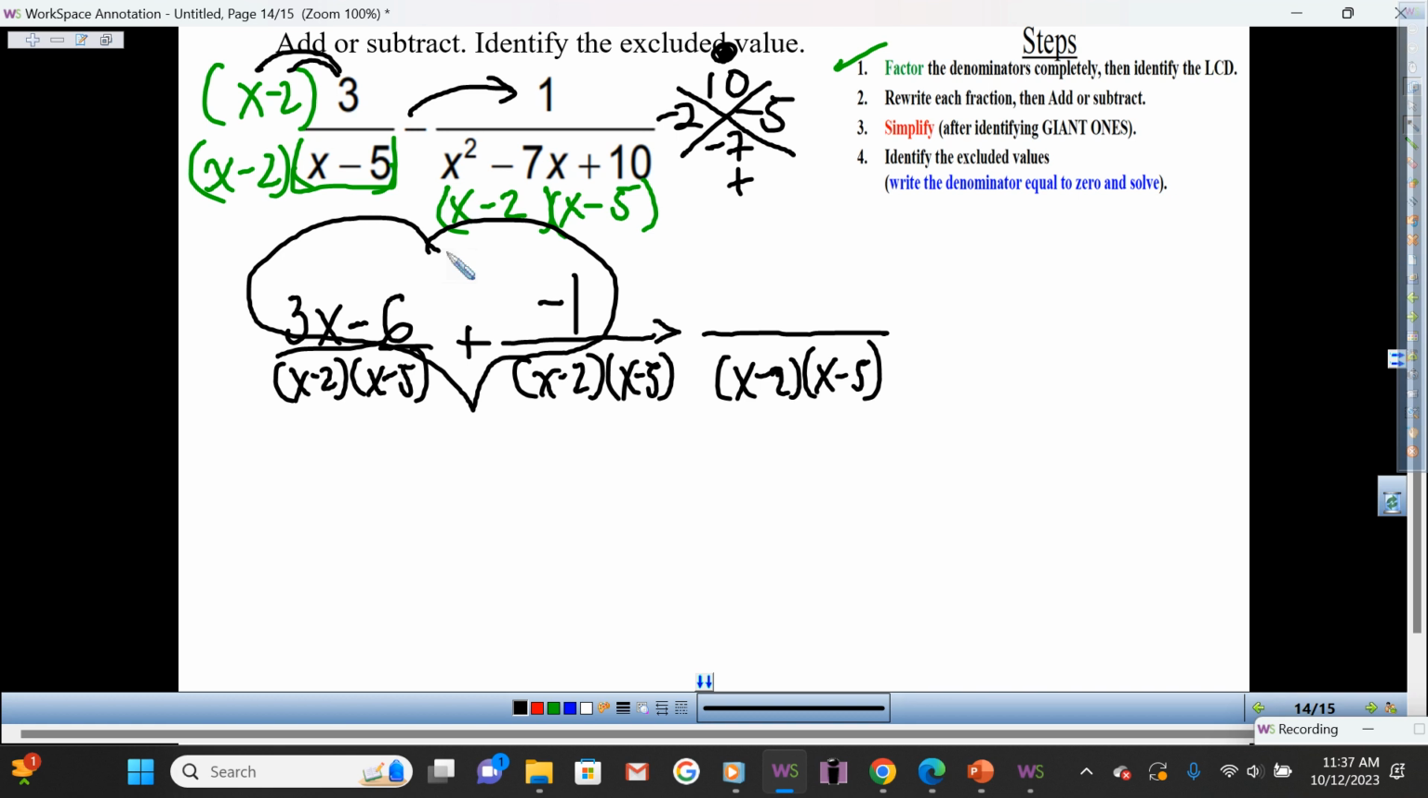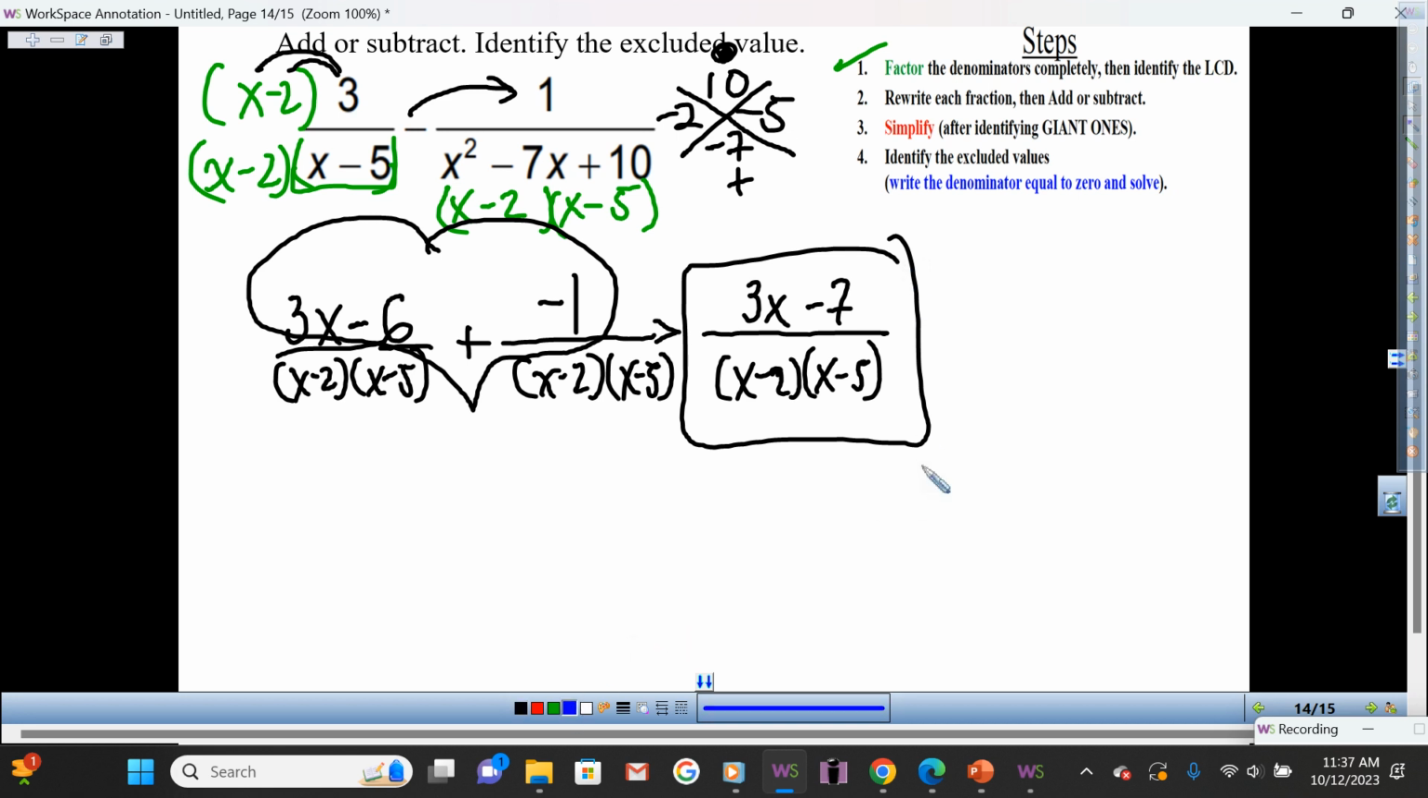All right, tell your neighbor what to write on the new numerator. Minus 7. Hands, have you got that? Can we factor the numerator again? Just 1. However, if we do that, are we going to have any giant ones? No, so then we're done.